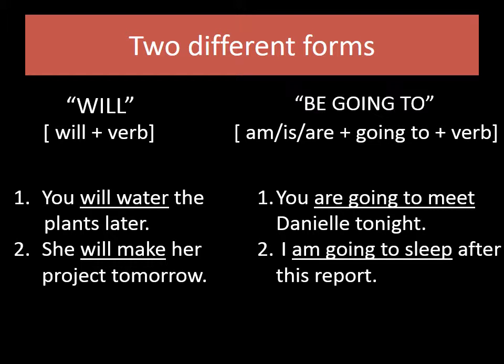Be going to is in the form of am, is, are, plus going to plus verb. Examples: You are going to meet Daniel tonight. I am going to sleep after this report.